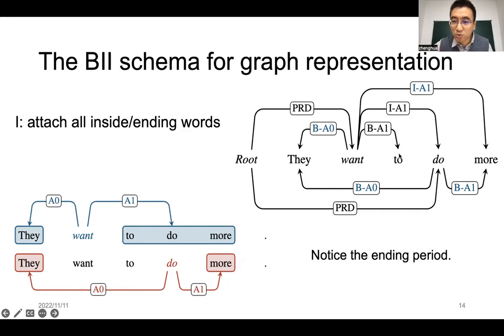First, "to" modifies "want" with a label A1. Okay, "do" is IA1, and "more" is IA1. So the three of them, since they are continuous, we combine them together and get this.